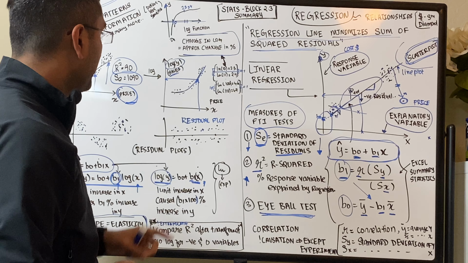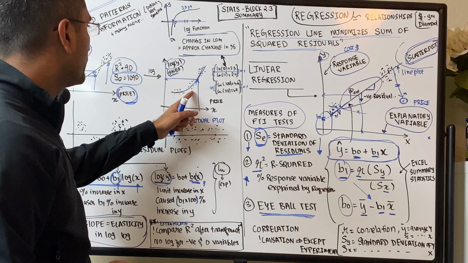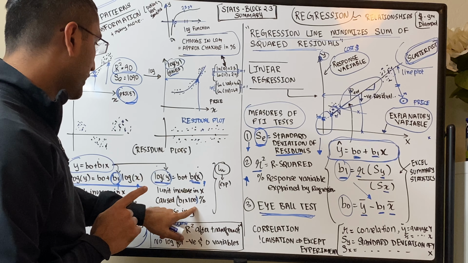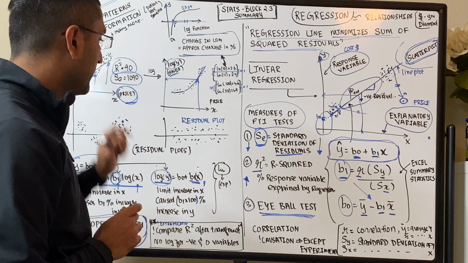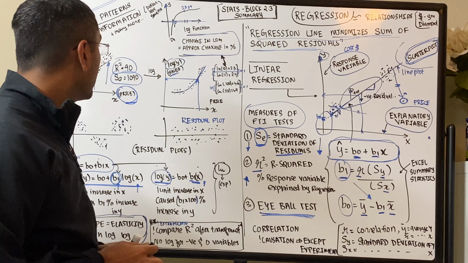Alrighty. And then when we want to get back to prediction, you would want to either do it in the original unit, or you would want to unlog it and then do the exponential way to find out the price.